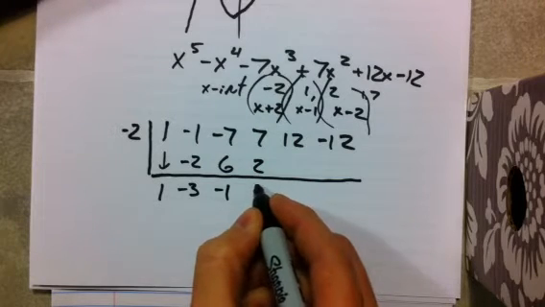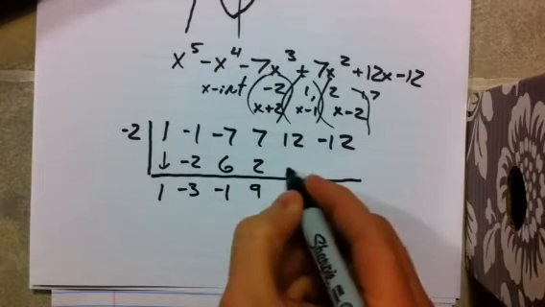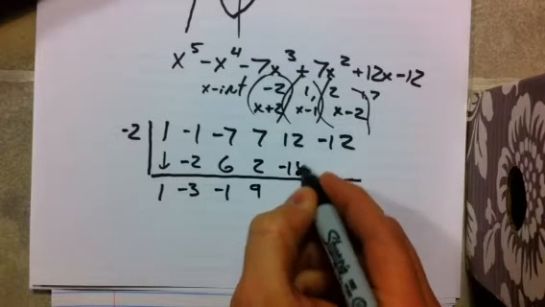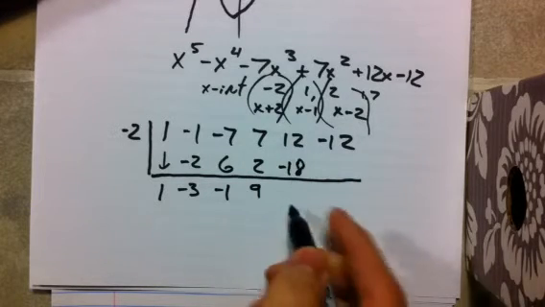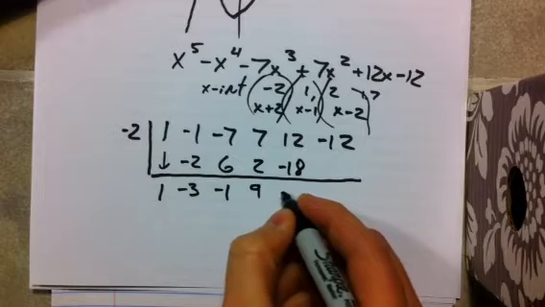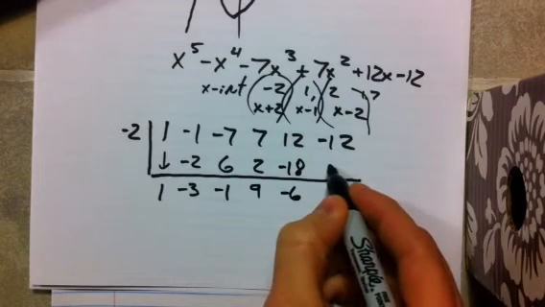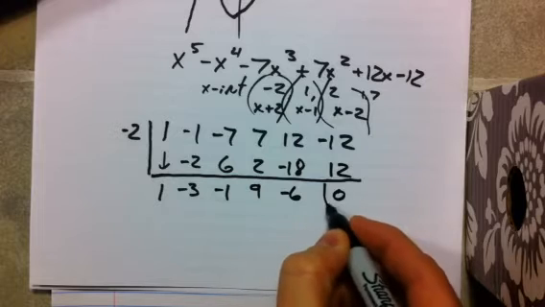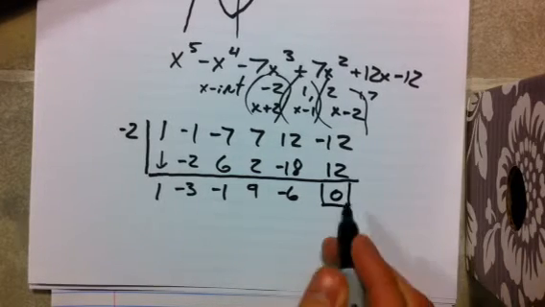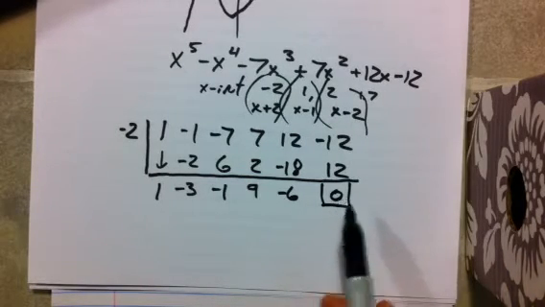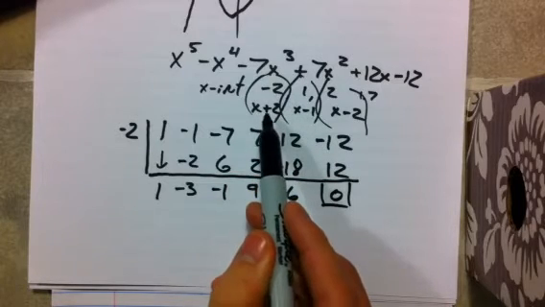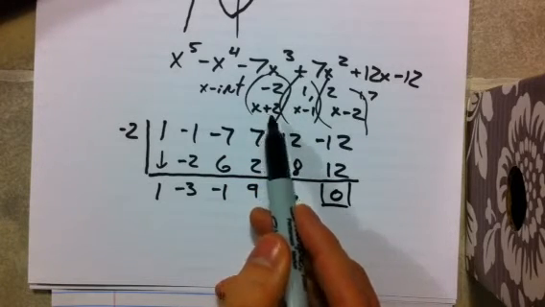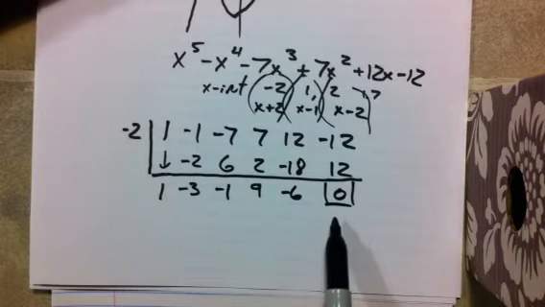We get 9, negative 18. We add again. We get negative 6. Then we get positive 12. Now this is a good sign because when we add these we get 0. If you remember, that's our remainder. And if in fact negative 2 is a root, or if in fact x plus 2 is a factor, we should get a remainder of 0.